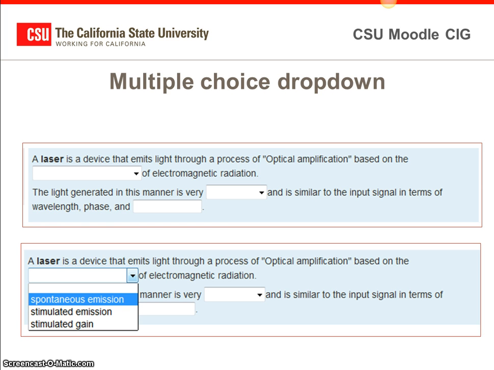Now here you see one of the multiple choice question types, the drop-down, combined with, in the last field, a short answer question. So I think this one is a pretty good example of how a question can be used to assess the understanding of a process, in this case how laser light is created.